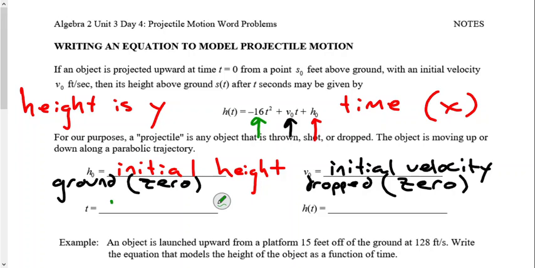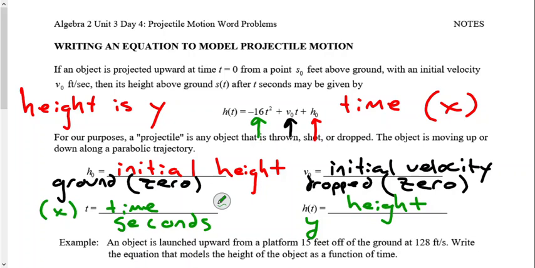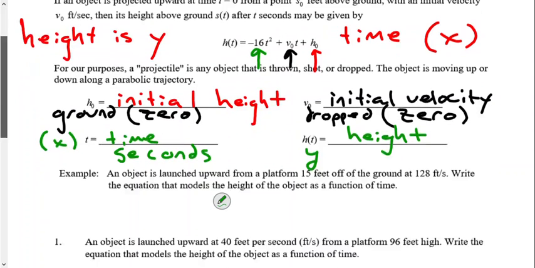T, again, that's time given in seconds. That's our x variable. Height, or h of t, or y, that is our height given by how much time has passed. Okay? So, given a problem, can you write the equation?